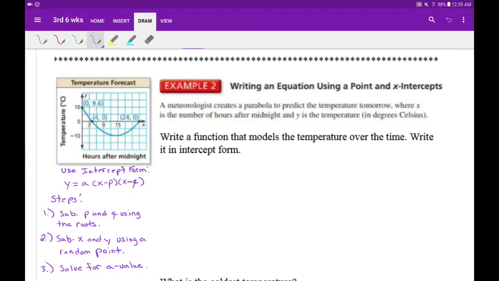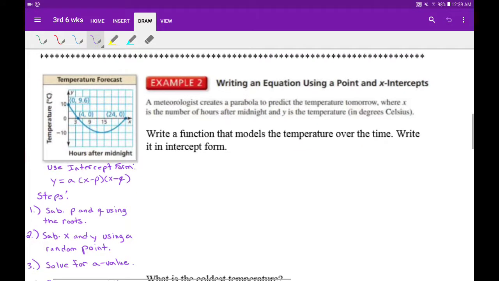Example 2 from our notes is an example where we're going to use intercept form. In this problem, you're a meteorologist trying to find the coldest temperature, many hours after midnight. Before we can do that, we need to make an equation we can use. So in this case, we're going to use what we got: a random point and some x-intercepts, also our roots.